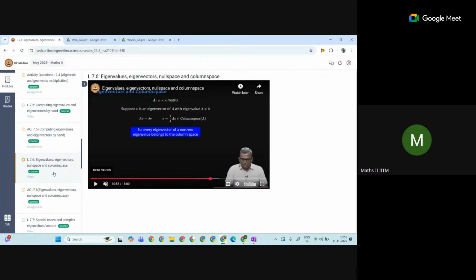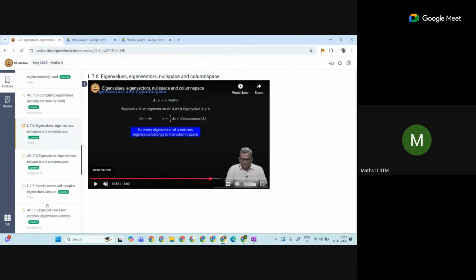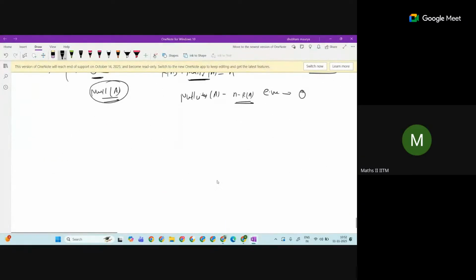These three lectures are very important. These are special cases, and this one is on eigenvalues and column space. So, one relation is there. What is the relation here? Eigenvectors of non-zero eigenvalues belong to the column space of A.